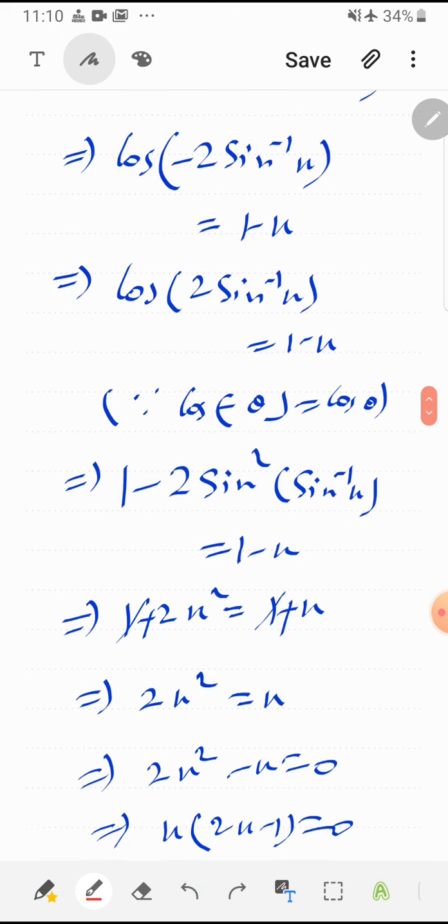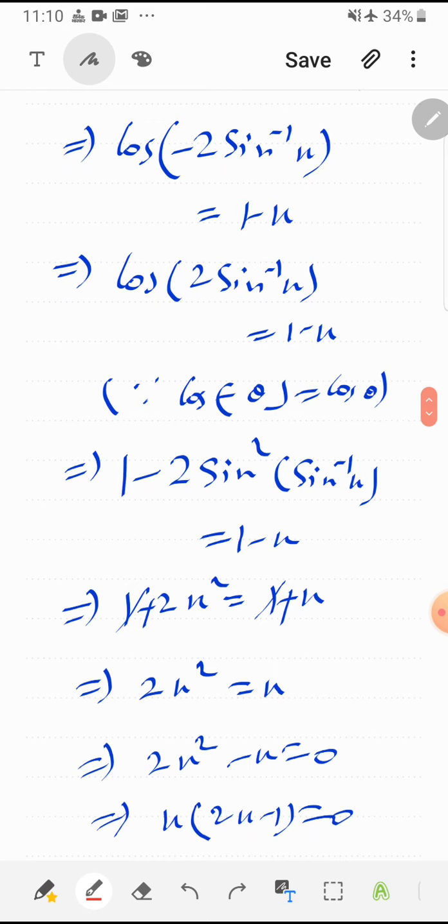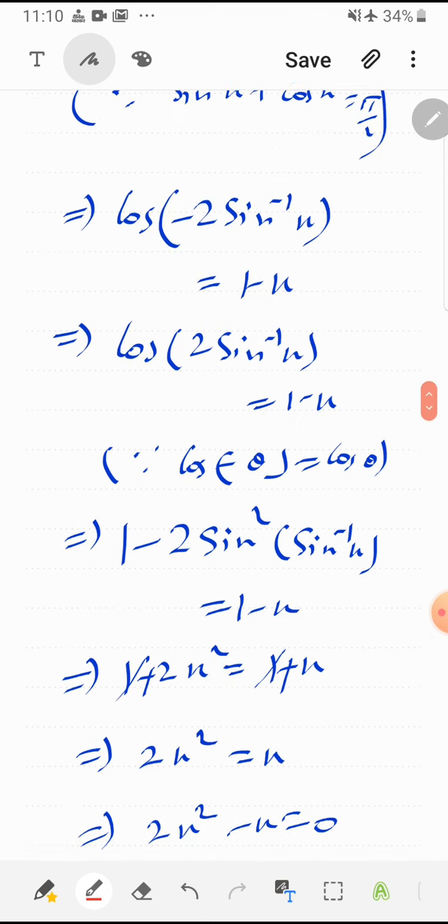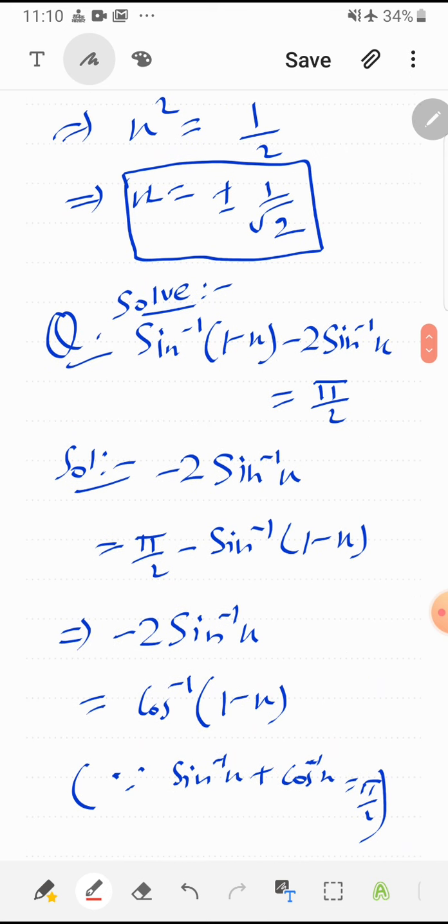So 1 minus 2x square is equal to 1 minus x. 1 can be cancelled out, minus can be cancelled out, but don't cancel x. Remember, variables should not be cancelled with each other. So I will shift the term to the left hand side, and two values are there, x equal to 0 and half. Now the important thing is that one value I have to reject because both values are not satisfying the equation.